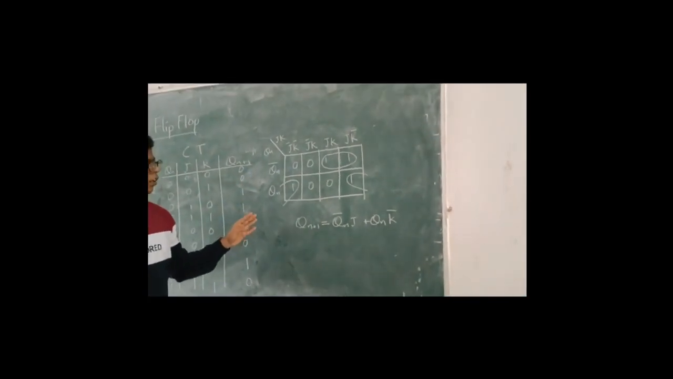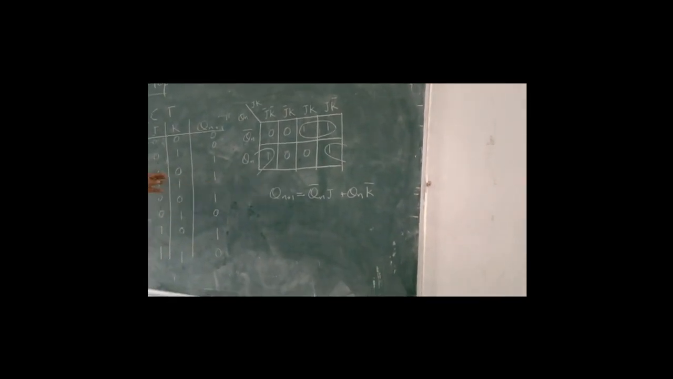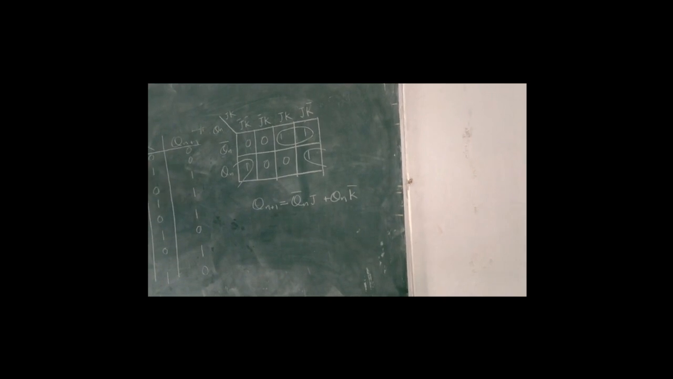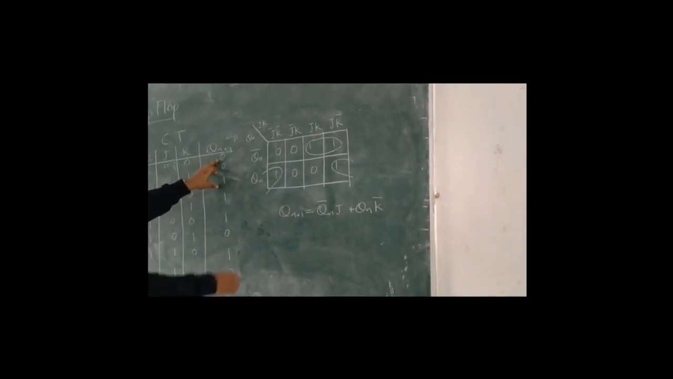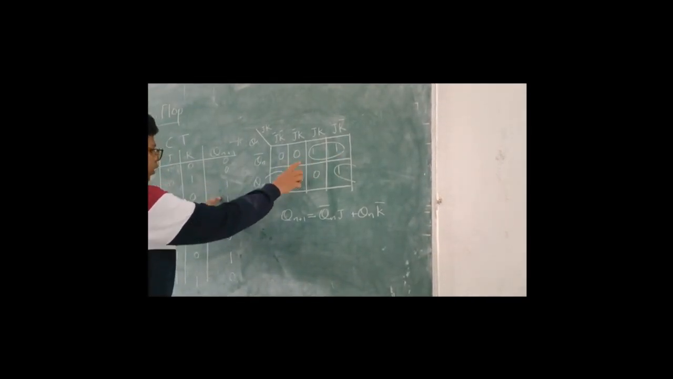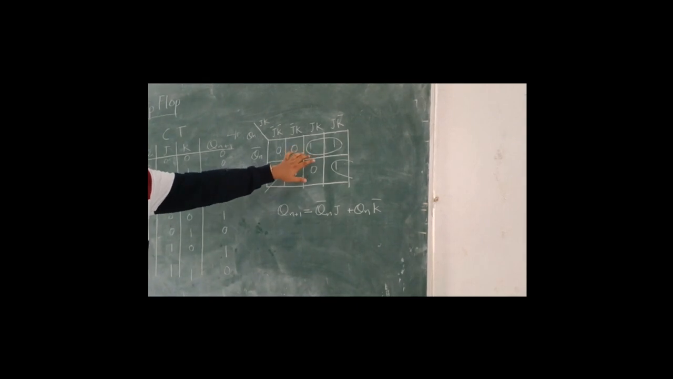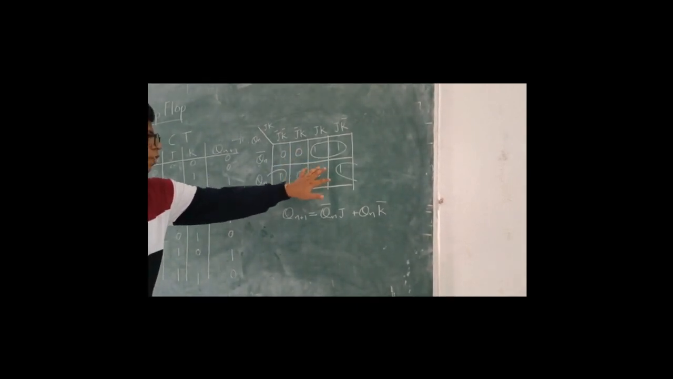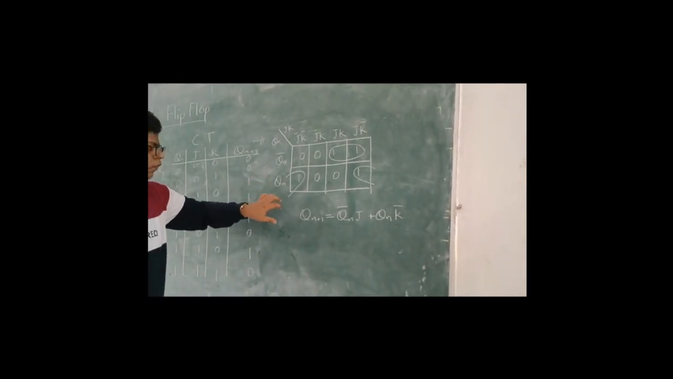That is the characteristic table. Now we need to find the characteristic equation. To find the characteristic equation, we plot the K map of the characteristic table. In this K map, the first entry is 0, second is 0, third is 1, fourth is again 1, fifth is 1, sixth is 0, seventh is again 1, and eighth is 0. In this mapping, we are taking two pairs. The first one is this, the second one is got by rolling over the K map.